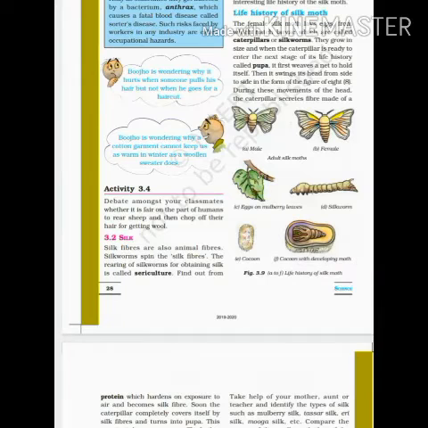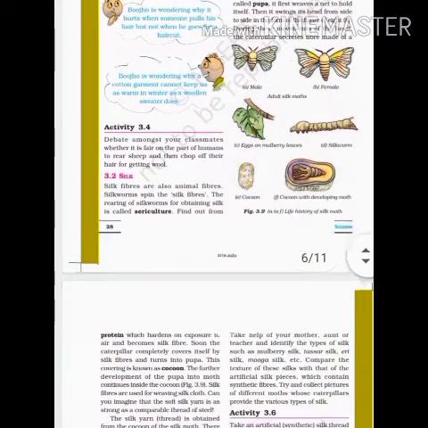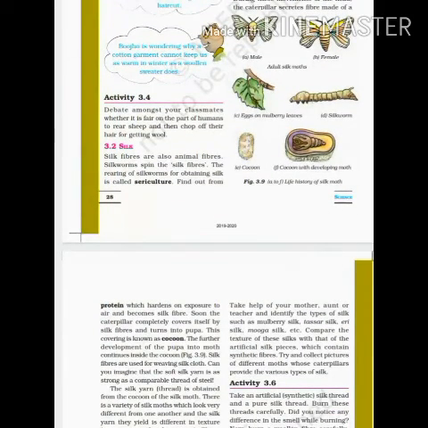First one is egg, second larva, third pupa and fourth adult. In the first stage, the beginning, the female silk moth lays eggs on mulberry leaves. The eggs are hatched into very small larvae within a week. These larvae then feed on mulberry leaves.